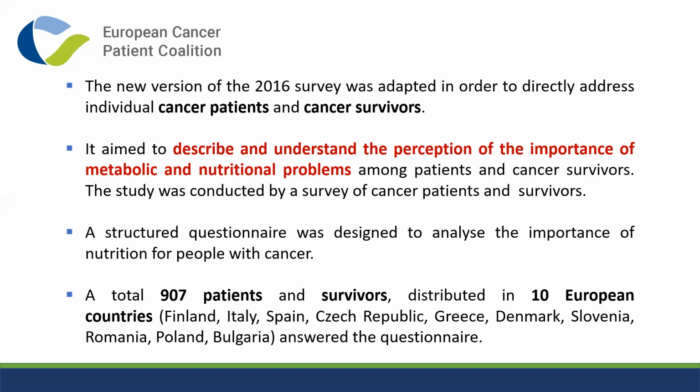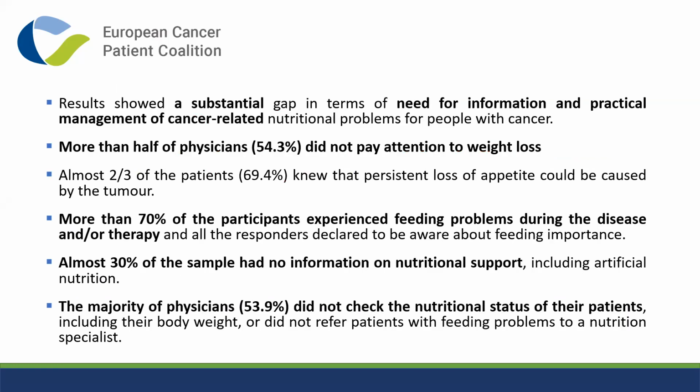This was distributed in 10 European countries, including Finland, Italy, Spain, Czech Republic, Greece, Denmark, Slovenia, Romania, Poland, Bulgaria. And obviously it was also translated, it wasn't just in English. Results showed a substantial gap in terms of the need for information and the practical management of cancer-related nutritional problems.